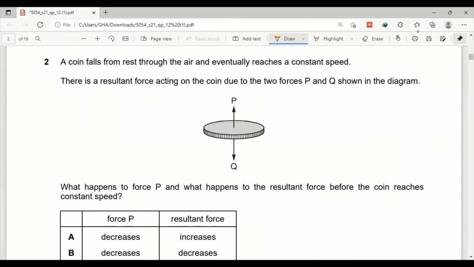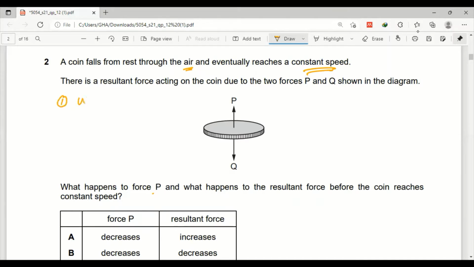Next is a coin falls from the rest through the air. Yes, this is air, air resistance is considered, and eventually it reaches the constant speed. There is a resultant force acting on the coin due to two forces, P and Q, shown in the diagram. What happens to the force P and what happens to the resultant force before the coin reaches the constant speed? Look.